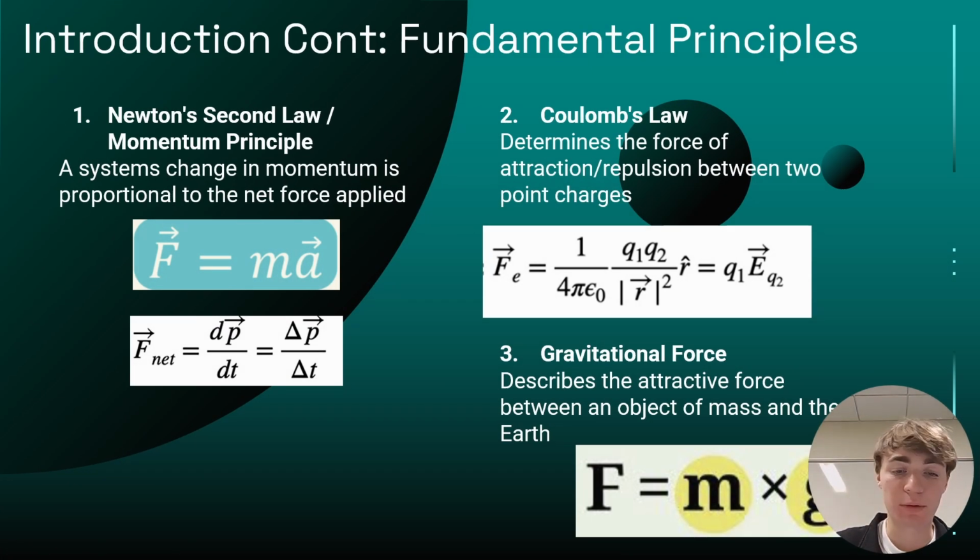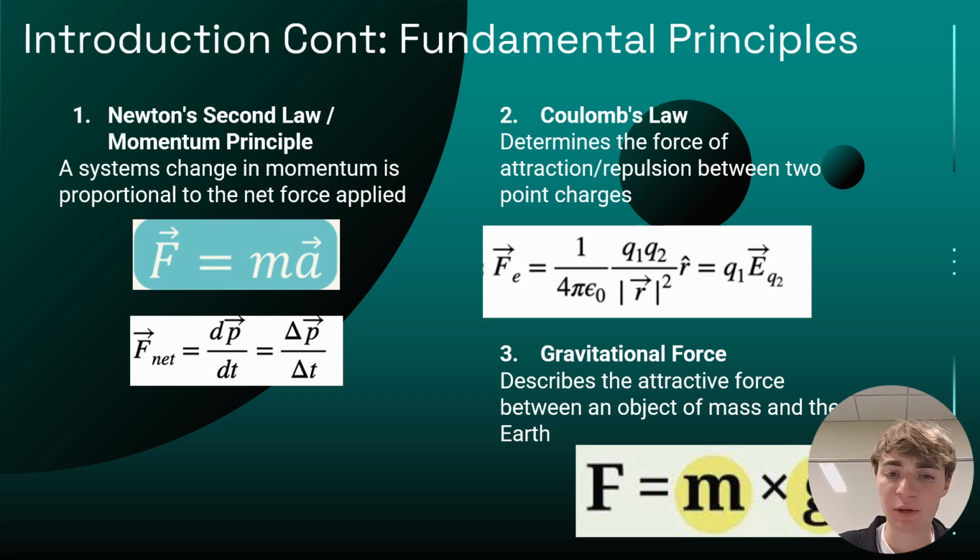Now, for the fundamental principles that dictate this lab, we'll talk about three of them. First being Newton's second law, the momentum principle, which states that a system's change in momentum is proportional to the net force applied, or F equals ma. And we use this in tandem with number 3, gravitational force, being the attractive force to an object of mass on the Earth, or F equals mg, to calculate the force on the actual piece of tape by knowing its mass and thus the gravitational force on it, which cancel out.